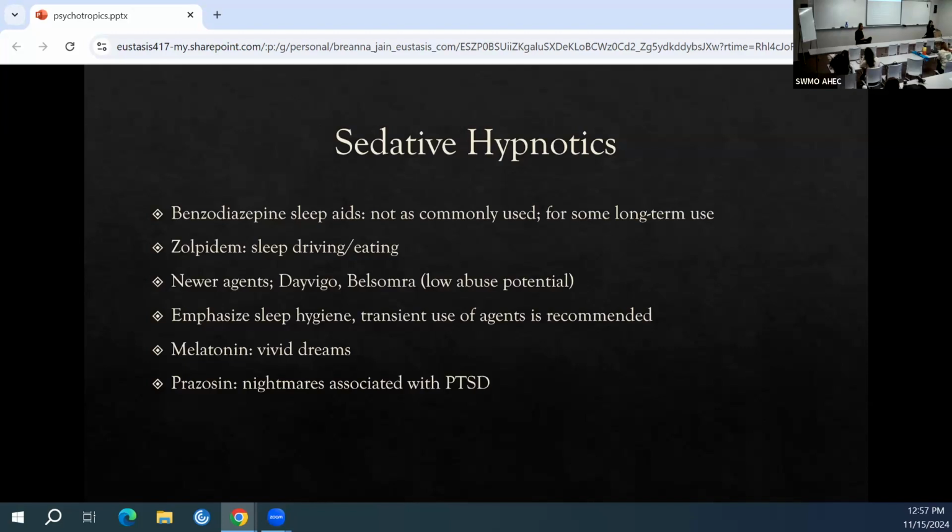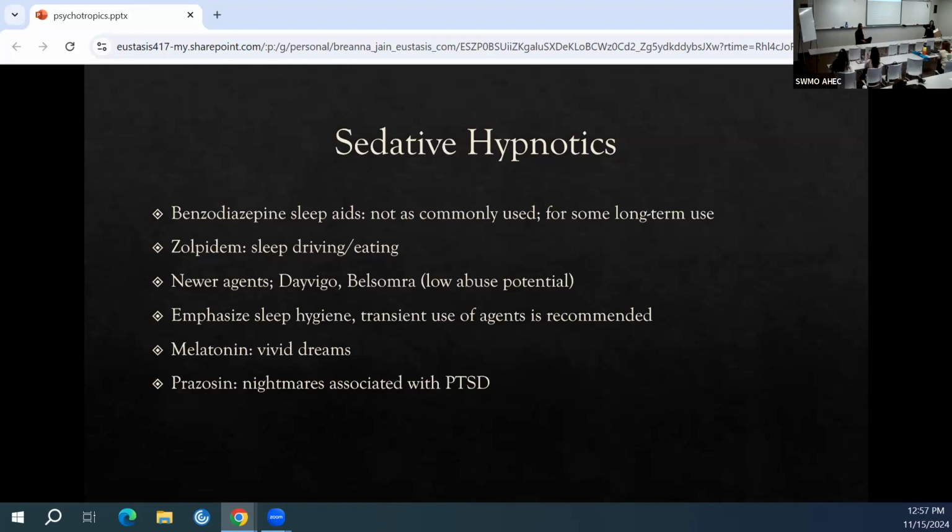but that doesn't mean they'll necessarily stop it, they might get up in the middle of the night and have a snack. And the newer agents have lower abuse potential, like Belsomra, Dayvigo, with less morning hangover effect. These are good options if you can get insurance to cover them. They do work really well. We try to emphasize sleep hygiene and make sure that we're not actually causing the insomnia with other psychotropics before just going and throwing something on for sleep.